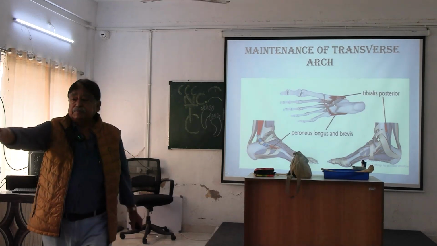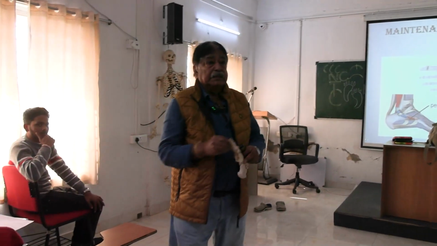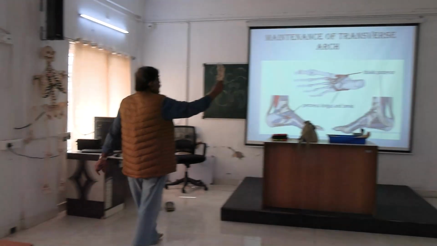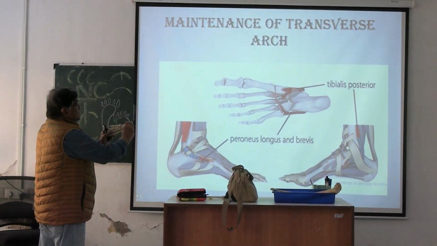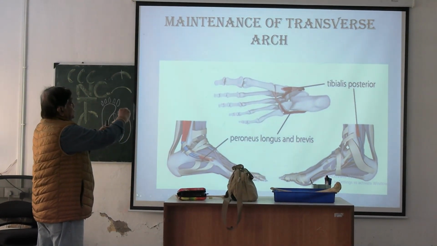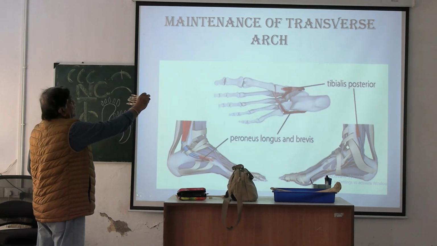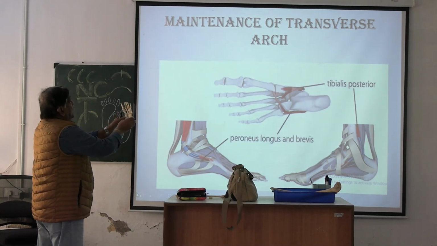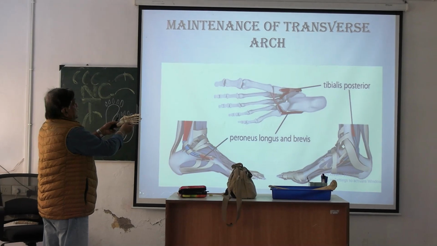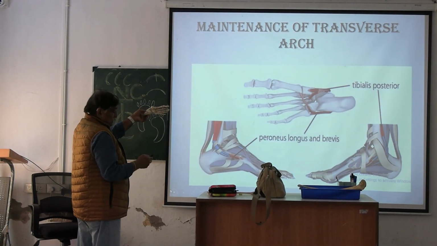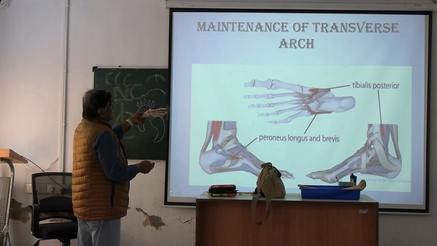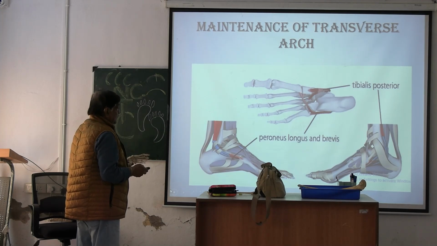It is in this view. So you can see the tibialis posterior. This is the peroneus longus, peroneus brevis.